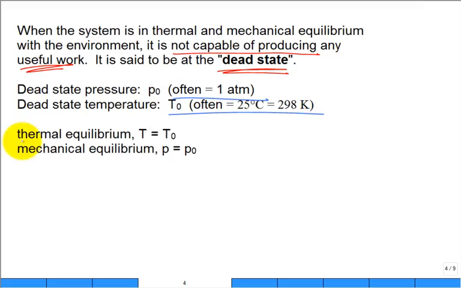So when a system is in equilibrium, the temperature of the system is equal to the dead state temperature, and the pressure of the system is equal to the dead state pressure. Now, there's a subscript on this temperature. It's T0. Sometimes it's T like this. Sometimes it's T like this. I know it's hard to distinguish, but if you focus on that subscript, what does it look like? Does it look like a letter or a number? A number. And the number is 0.